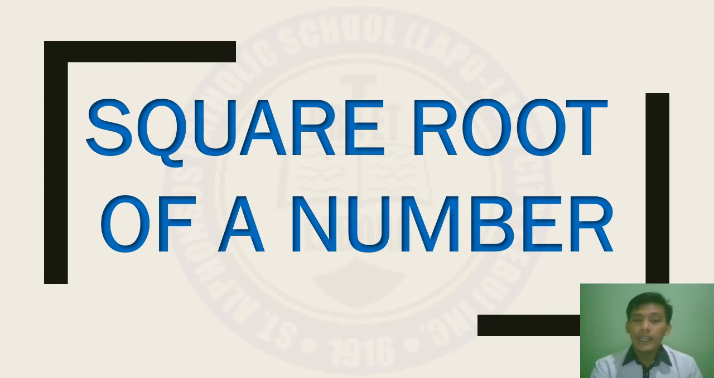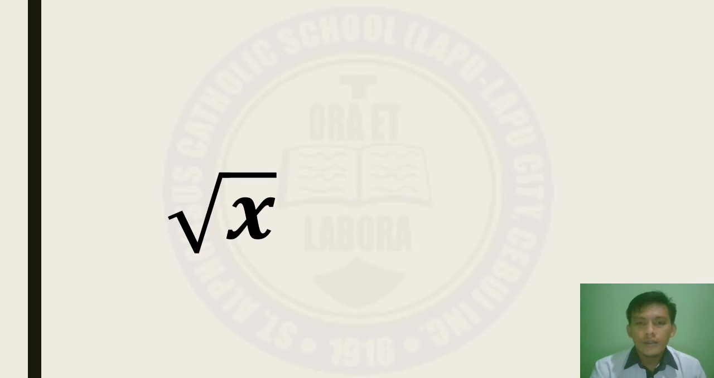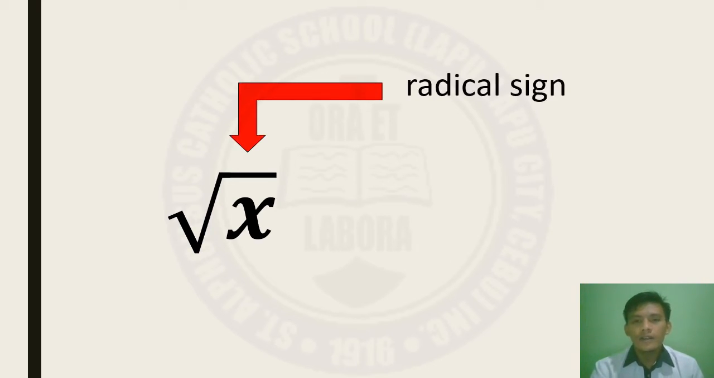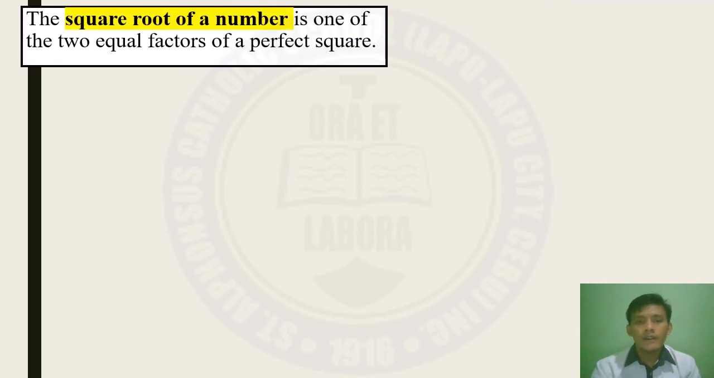Now I'll discuss the square root of a number. What do you mean by a square root of a number? The square root of x is written with what is called a radical sign. Inside the square root is called the radicand. The square root of a number is one of the two equal factors of a perfect square.